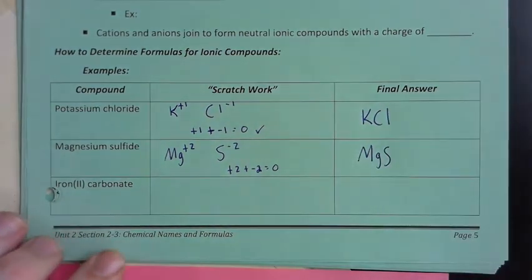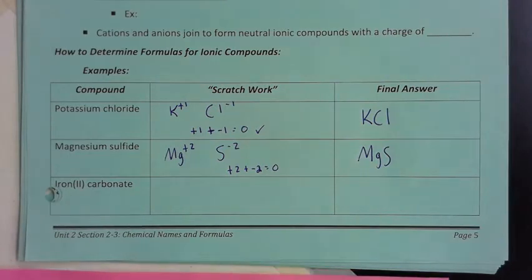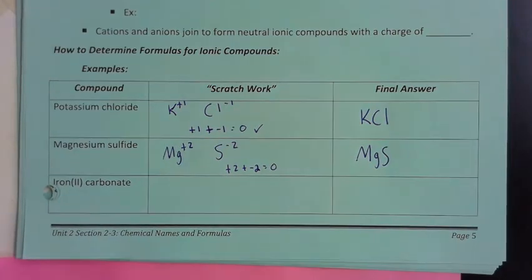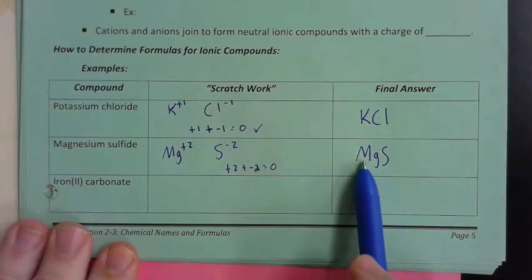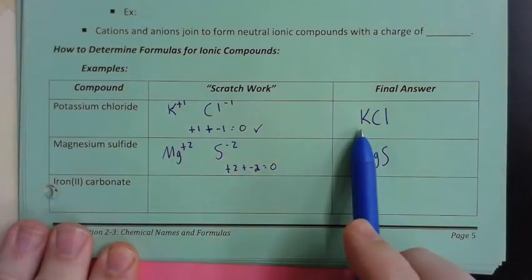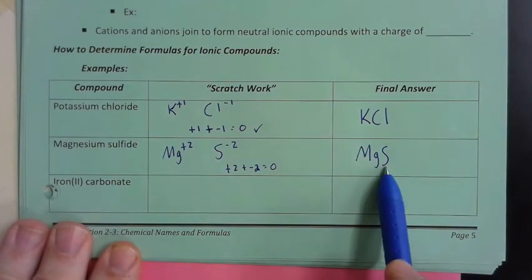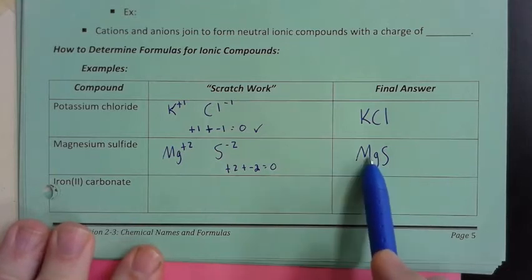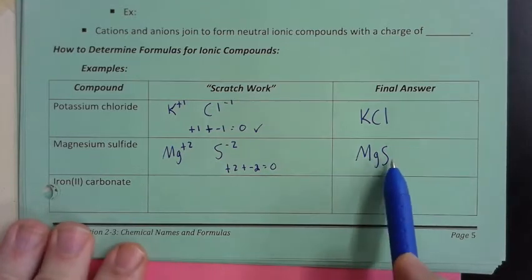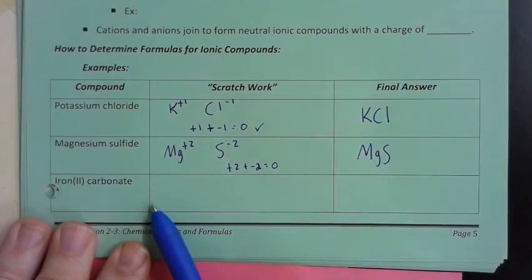Right? If you need to, think back to the activity we did in class with the puzzle pieces. Even though my magnesium puzzle piece was larger than my potassium puzzle piece, so is my sulfide. So it only takes one magnesium to cancel out one sulfide. And let's try another example here.